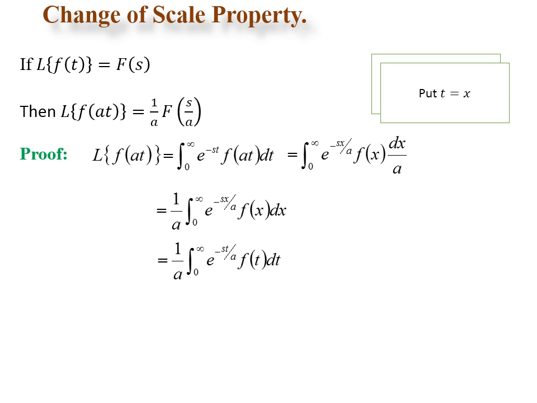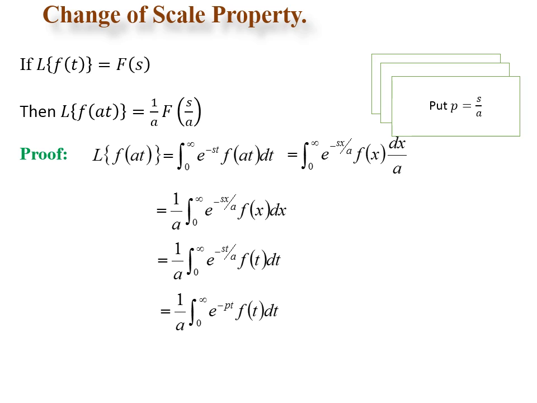What we get: 1 upon a 0 to infinity e to the power minus st upon a f(t) dt. Now we replace s upon a by p. So our integral will be 1 upon a 0 to infinity e to the power minus pt f(t) dt. Now it is in the form of the Laplace transform, so we can write 1 upon a F(p), and as we know p is s upon a. So finally we get the right hand side.